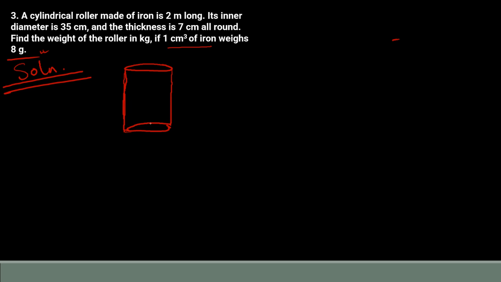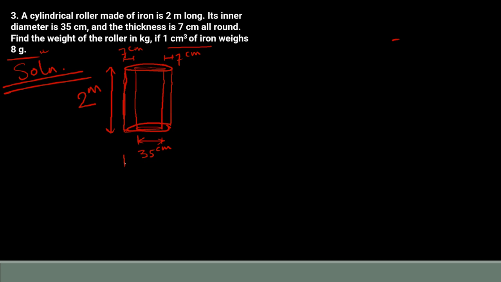So this is 2 meter. Its inner diameter is, so there is an inner diameter. So inner diameter is 35 centimeter. Okay. And the thickness is 7 centimeter, both sides thickness, all round. Find the weight of the roller.